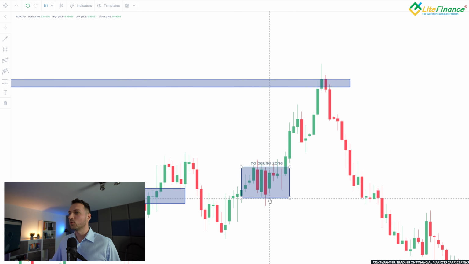Either the price will go below that zone, or above that zone, and create some kind of confirmation, depending on, of course, the particular strategy you use to get into a trade.